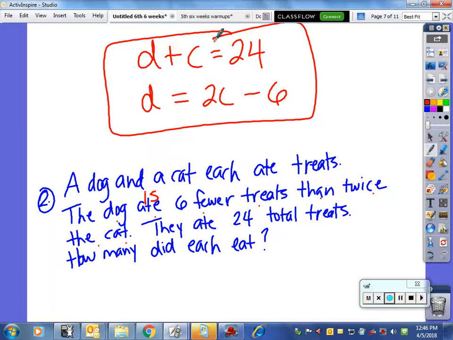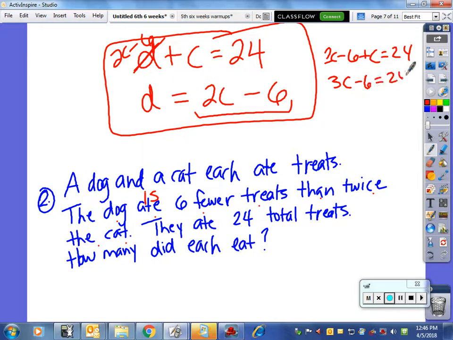I would probably do this one with substitution. Since D equals 2C minus 6, I'm going to take this D out and put a 2C minus 6 in its place. So then I have 2C minus 6 plus C equals 24. 3C minus 6 equals 24. 3C equals 30. So how many treats did that cat eat? 10. And there were 24 total treats, so the dog ate 14.